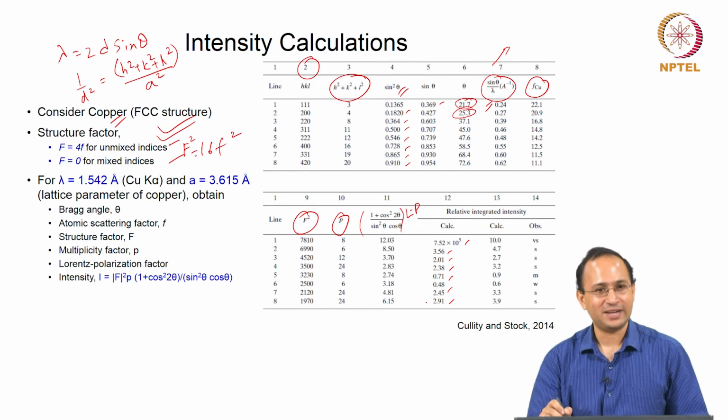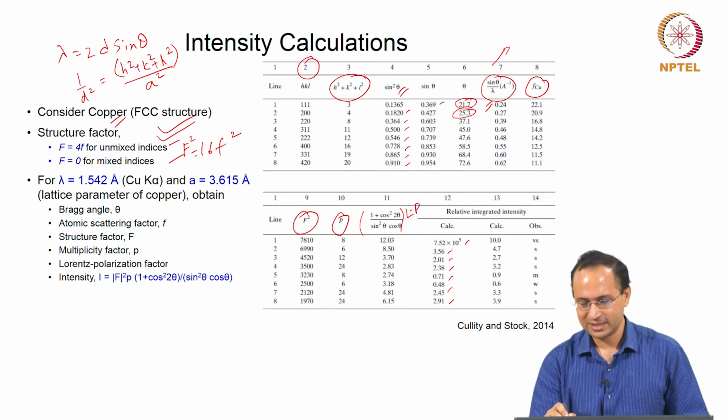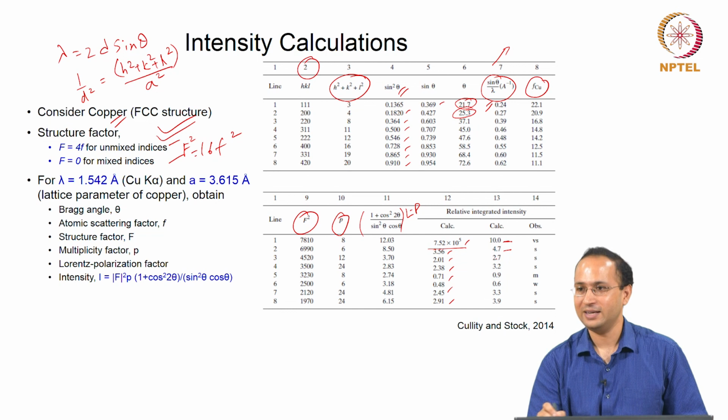Now, we can normalize it. It is difficult to see, so you can normalize it, and then say, okay, if it is 10, then this will be 4.7. You can normalize it, and you get these numbers. So, line 1 has an intensity of 10 counts for example, line 2 is 4.7. This is just simple normalization.